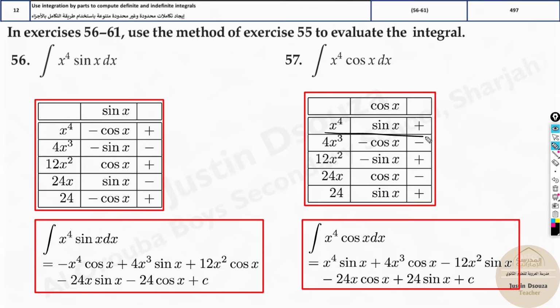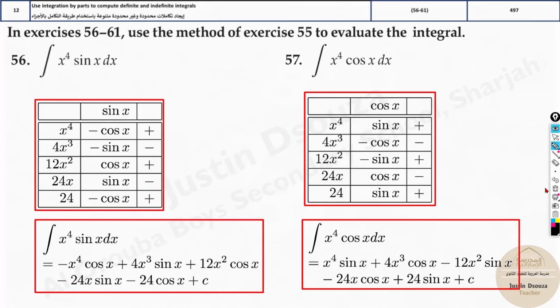The first term would be this one. It's positive x power 4 sine x. Next is minus times minus, it'll be positive again, 4x cubed cos x. Minus is only once, so write minus 12x squared sine x. Next one is minus 24x cos x, and 24 sine x. Don't forget to write plus c only once, at the end. This is the actual method to solve by integration by parts.